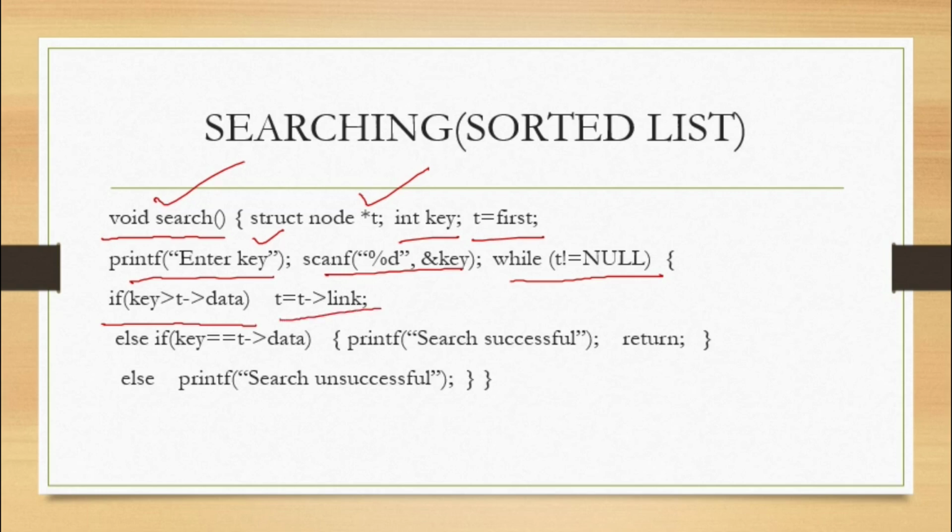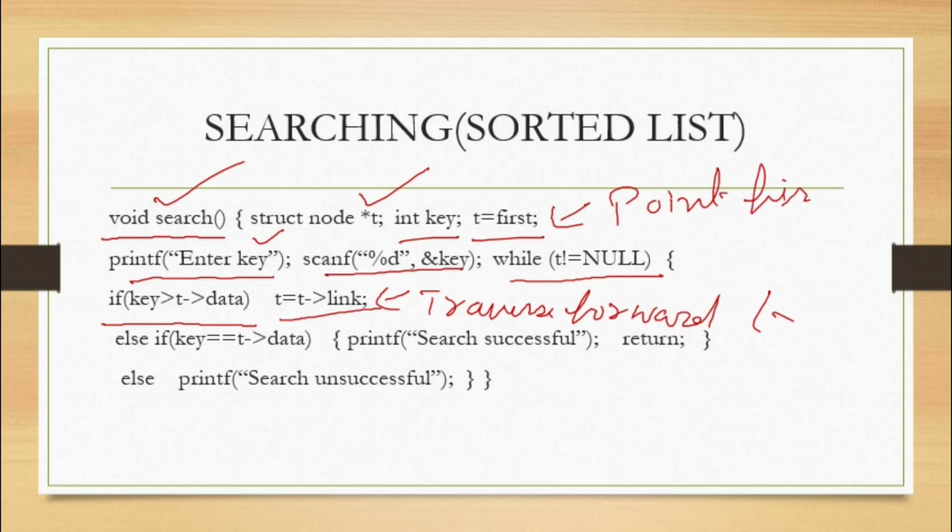So this is for traversing forward. Okay, so this will traverse forward t. Okay, what will this do? Pointer first and pointer t point to the same place, the same node. That is how it is.